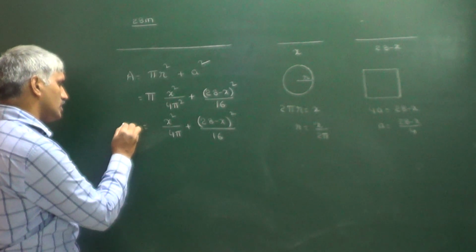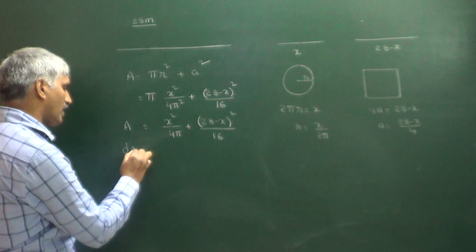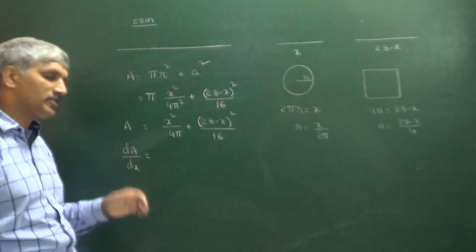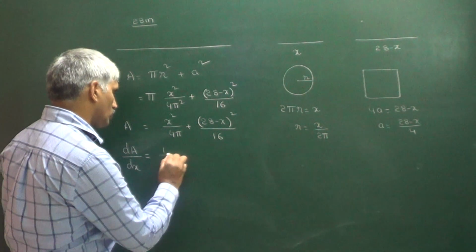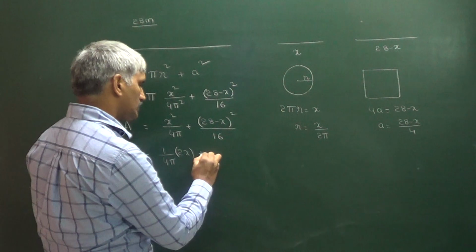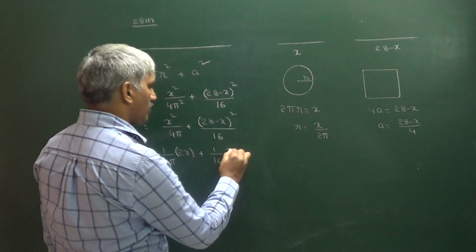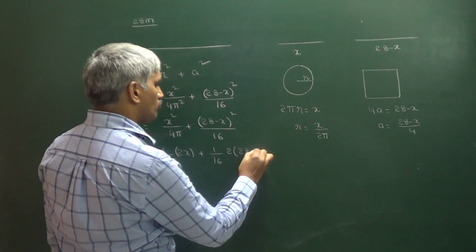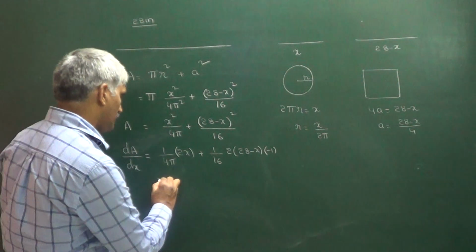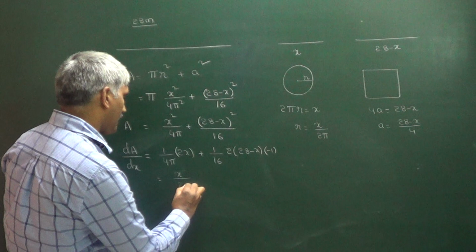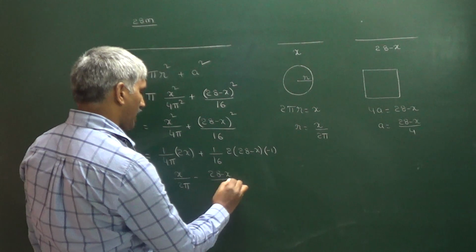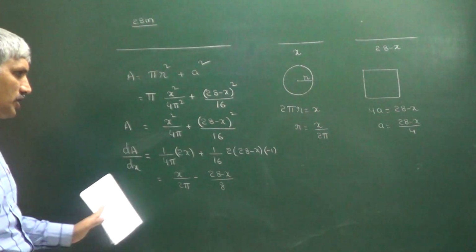Now differentiate this one. This is A. Differentiate it, dA by dx, with respect to the variable we are differentiating. Here the variable is x, that's why with respect to x we are differentiating. Now this is equal to 1 by 4 pi into the differentiation of x square, which is 2x, plus 1 by 16 into the differentiation of (28 minus x) whole square, which is 2 into (28 minus x) into the inner function differentiation, minus 1. Now on simplification you will get x divided by 2 pi minus (28 minus x) divided by 8. So that is dA by dx.